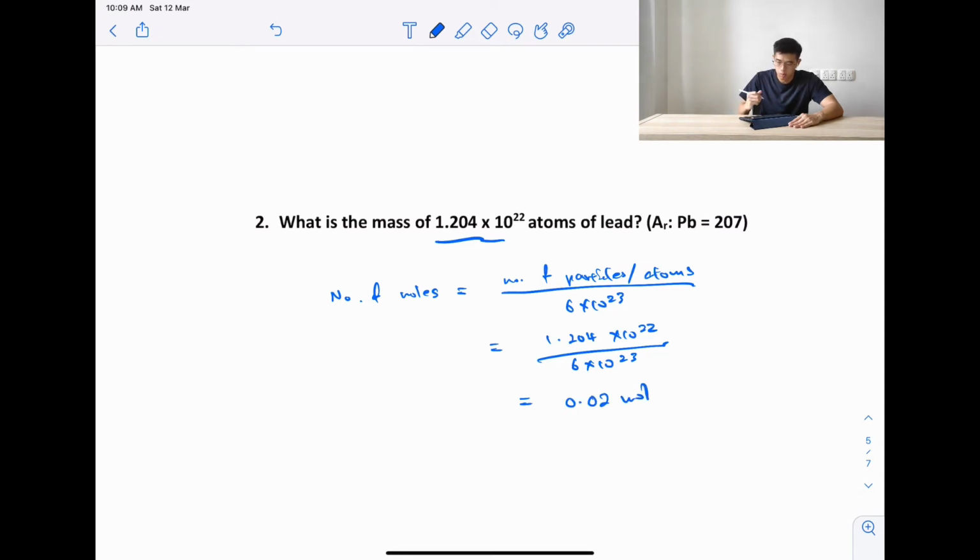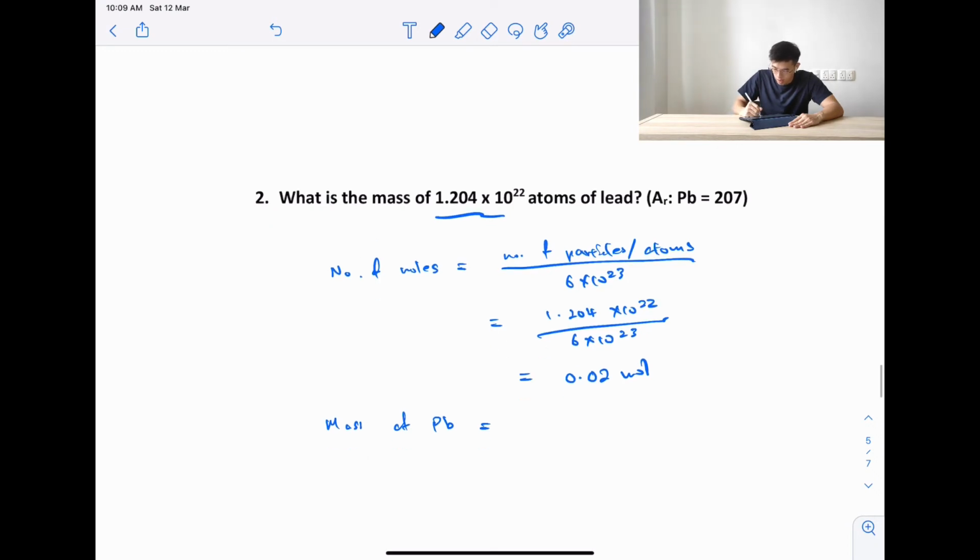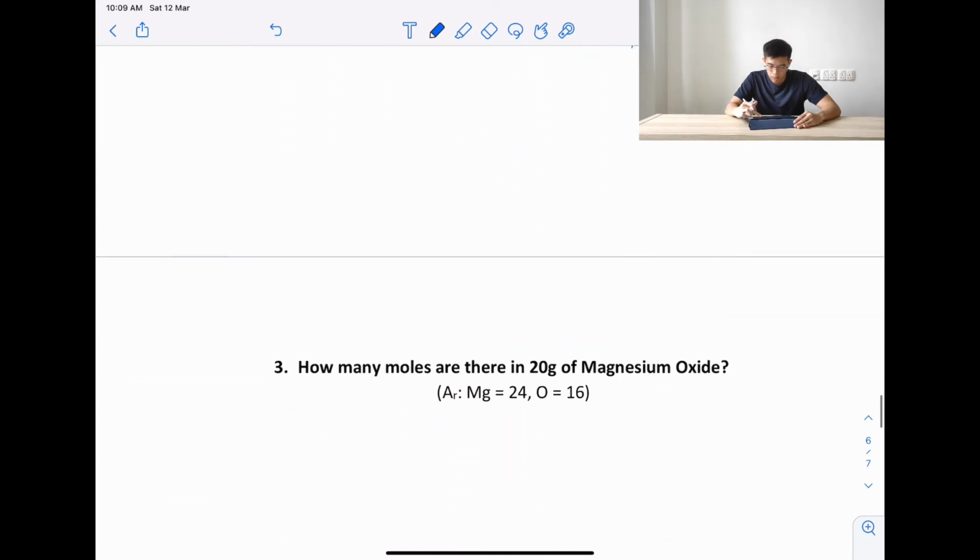So to calculate the mass of lead, we take the number of moles times the Ar of lead. So it's 0.02 times 207. So we'll get 4.14 gram. Okay, so now let us continue.